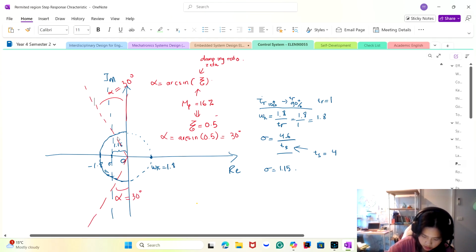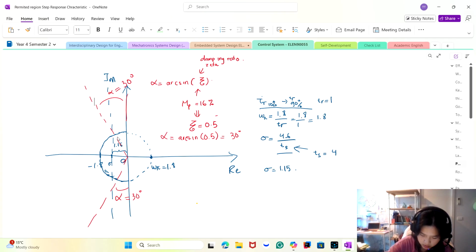Eventually, we end up with the permitted region. Oh my bad, I shouldn't draw it so close like this. Never mind, it is what it is. So your permitted region is gonna be identified through this line. This is your permitted region.